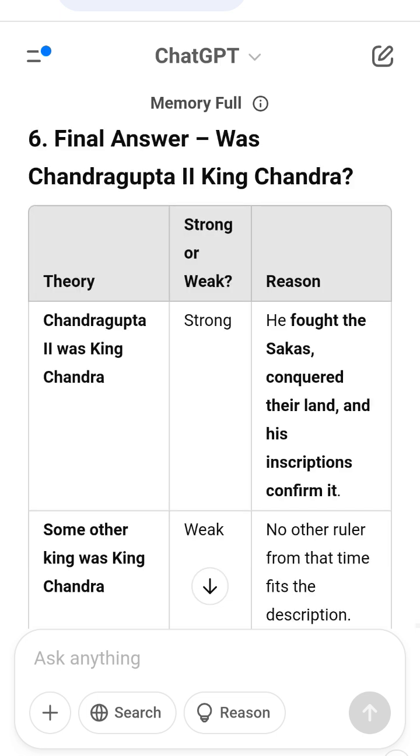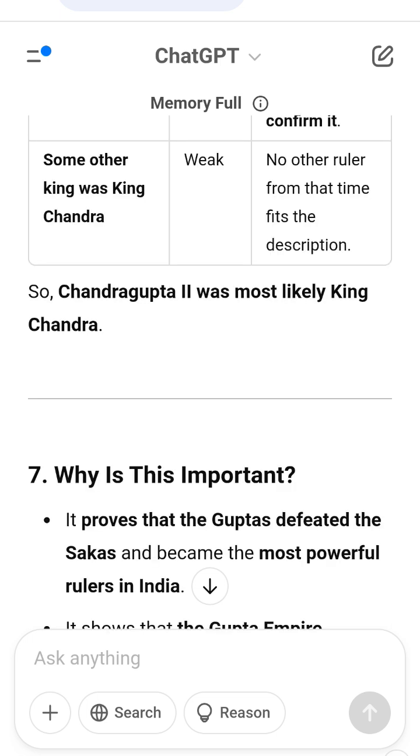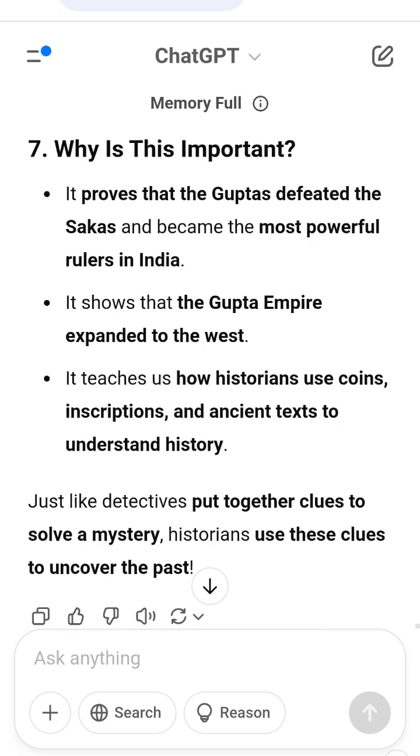7. Why is this important? It proves that the Guptas defeated the Sakas and became the most powerful rulers in India. It shows that the Gupta Empire expanded to the west. It teaches us how historians use coins, inscriptions, and ancient texts to understand history. Just like detectives put together clues to solve a mystery, historians use these clues to uncover the past.